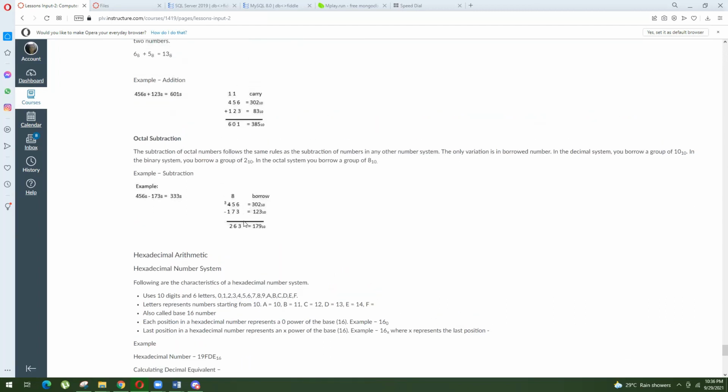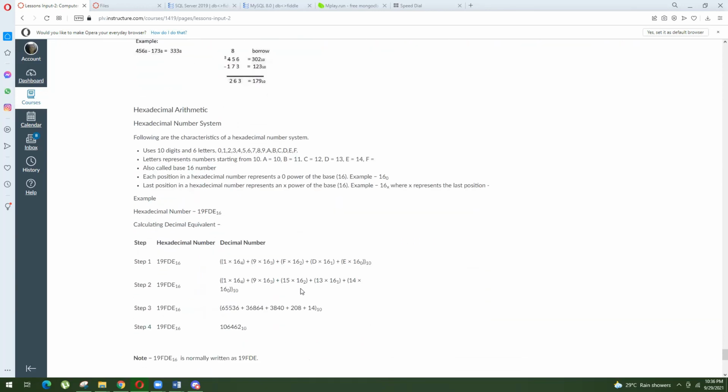Okay, so in this example, 6 minus 3 is 3, 5 minus 7 cannot be, so we borrow 8. So that becomes 8 plus 5, 13 minus 7. So that is 6. 4 becomes 3. 3 minus 1 is 2.